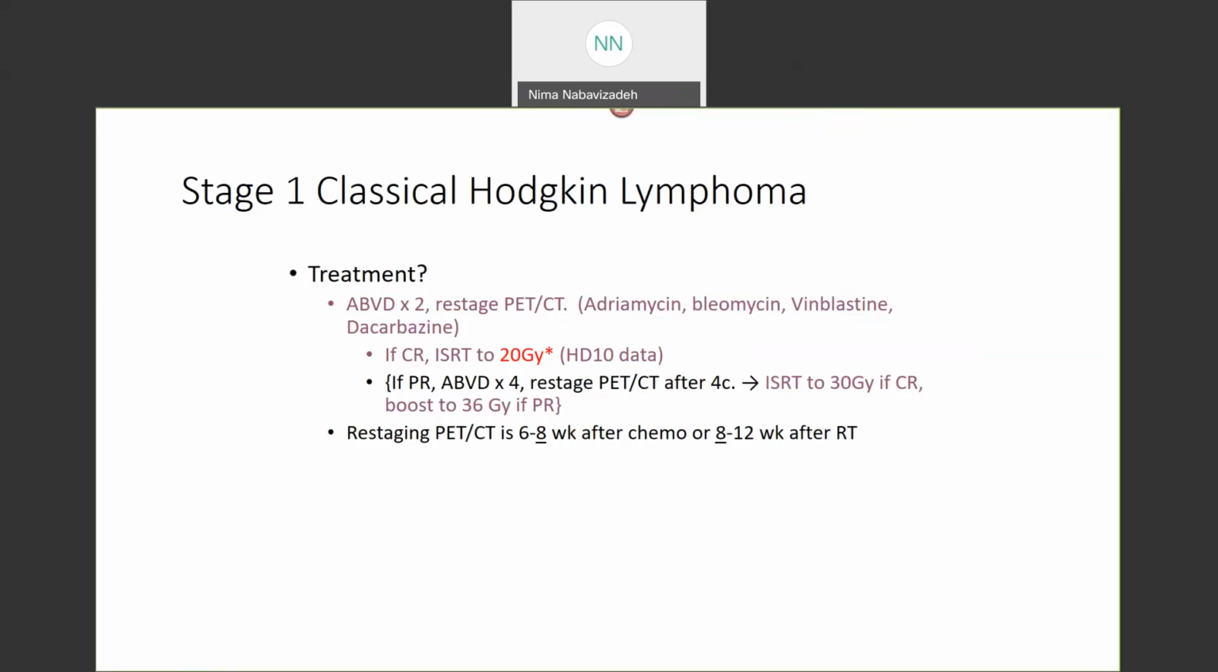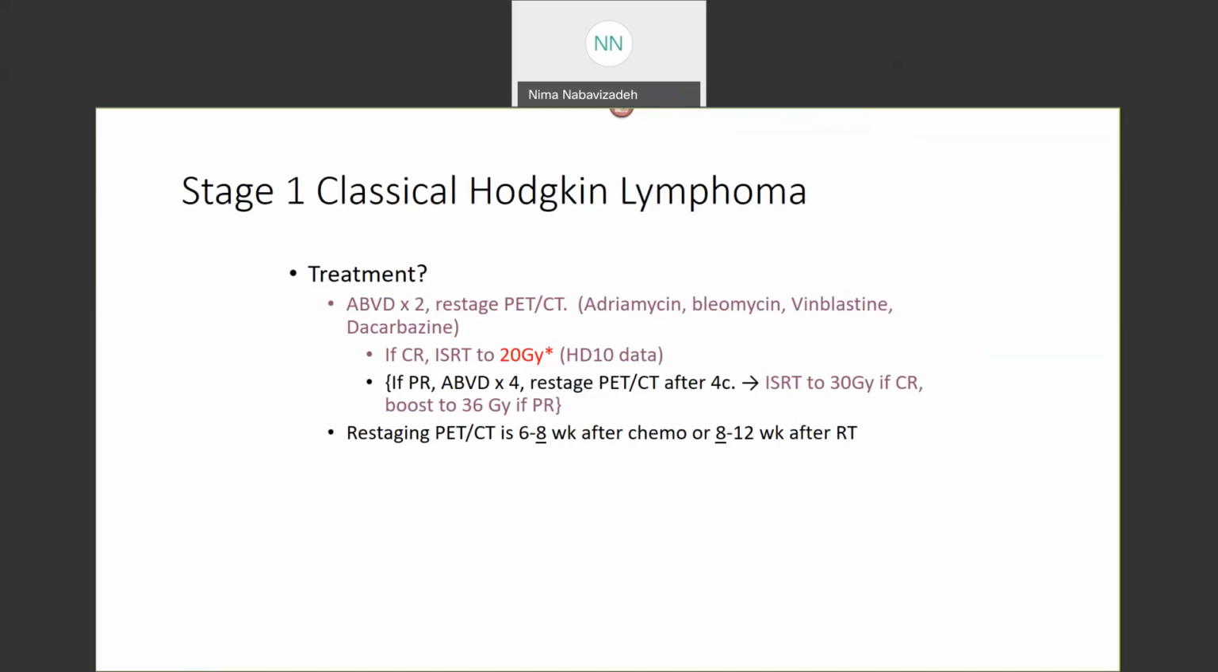After those 2 cycles of chemotherapy, we then restage the patients with PET-CT. If on PET-CT they have a complete response, we'll consolidate this treatment with involved site radiation to 20 gray. We'll talk more about what involved site radiation refers to.